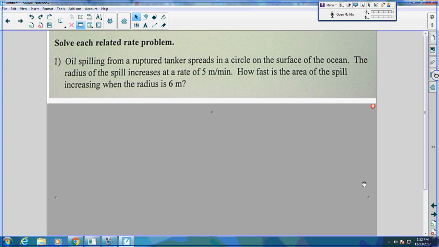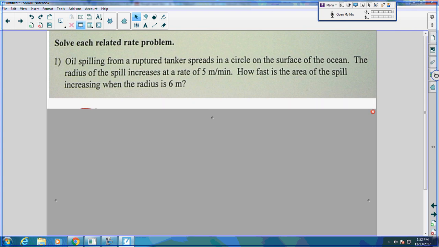So oil spilling from a ruptured tank spreads in a circle on the surface of the ocean. The radius of the spill increases at a rate of 5 meters per minute. This is how you know it's a related rate, as time. Then how fast is the area of the spill increasing when the radius is 6? If I'm on a test, this would be an easy problem.